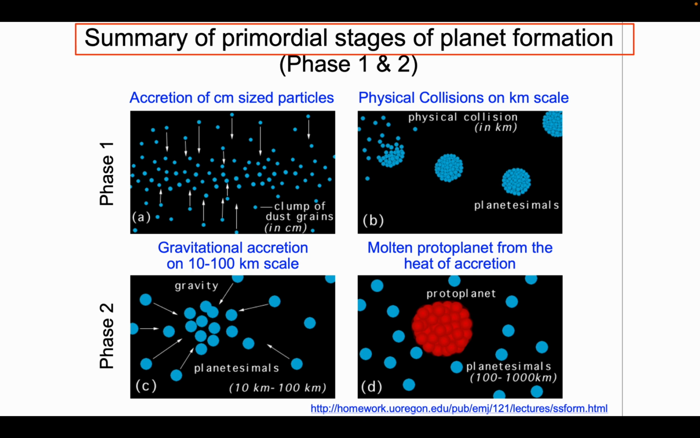Now gravitational accretion takes over the whole system. This gravitational accretion works on 10 to 100 kilometer size planetesimals, which merge due to their own gravity, and as the planetesimals merge they form the protoplanets, which are of 100 to 1000 kilometer size.